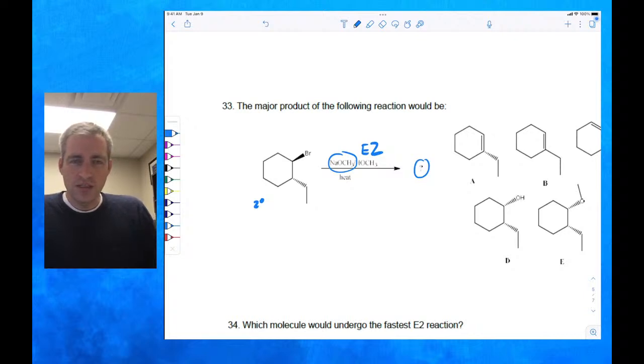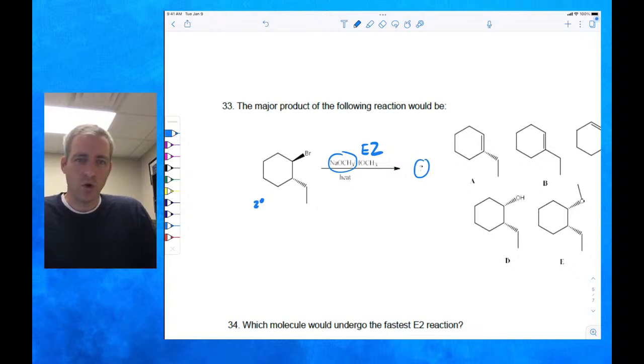When you see an E2 and it's on a cyclohexane ring, this is when alarm bells should be going off. There's a special case when there are cyclohexane rings and you're trying to do E2 reactions where you can only use beta hydrogens that are anti to the bromine leaving group or chlorine or whatever. And the reason is that E2 has this requirement that the beta hydrogen and the leaving group are anti to each other.